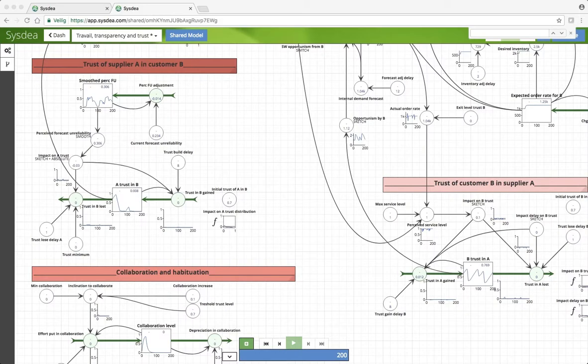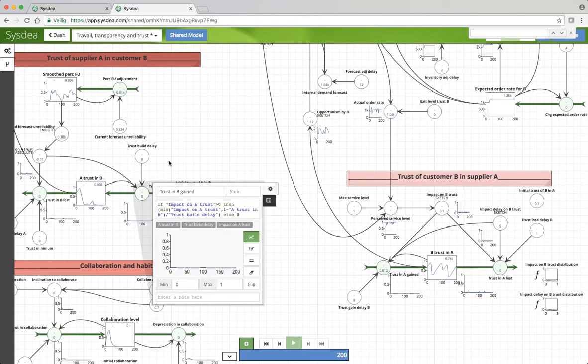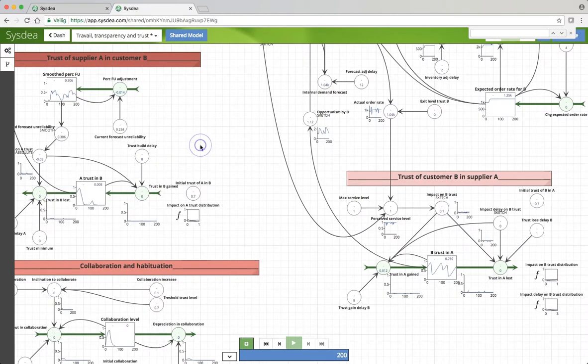Sysdea gameplay 4, Trust on both sides. Both the supplier and the customer have this mechanism of gaining and losing trust. The trust of A and B starts at an initial level, up here as well as up here. Trust can be gained and trust can be lost.